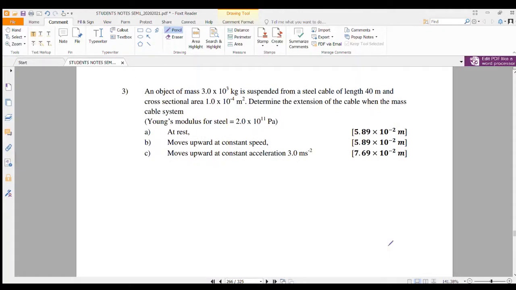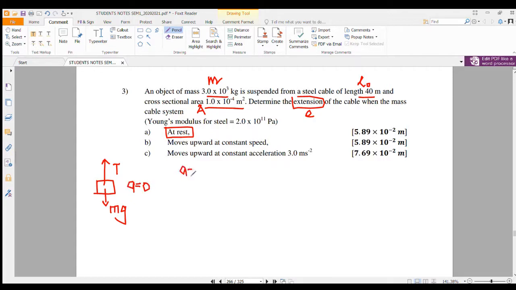Question number 3. An object of mass M is suspended from a steel cable of original length L0 and cross-sectional area A. Determine the extension, meaning that we want to find the elongation, when the mass-cable system is at rest. So first, you must draw the free body diagram where your object is suspended with the cable, meaning that we have tension and we also have mg weight that is always acting downward. If your system is at rest, meaning that your a is equal to 0.